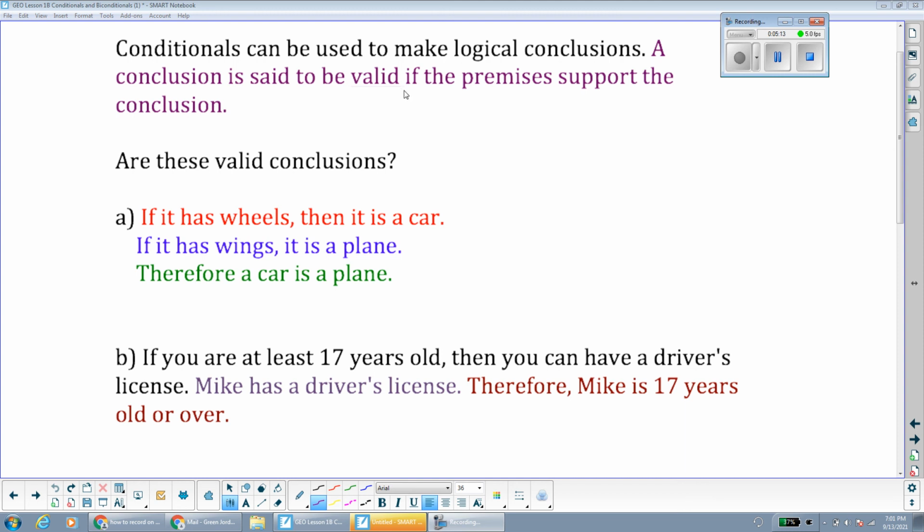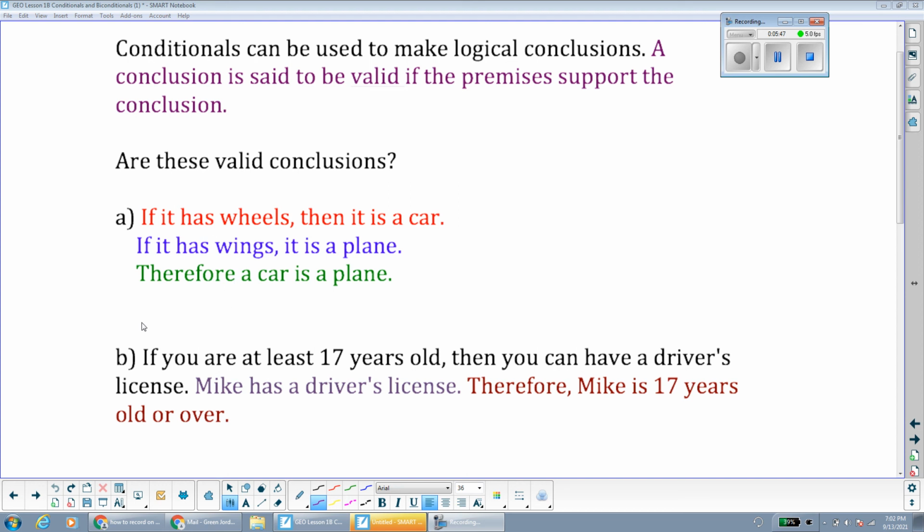Are these valid conclusions? If it has wheels, then it is a car. If it has wings, it is a plane. Therefore, a car is a plane. Take a second. Given the two premises, the two conditional statements, is the conclusion drawn valid? If you said no, congratulations, you're 100% correct. This conclusion does not follow logically, assuming that the premises are true.